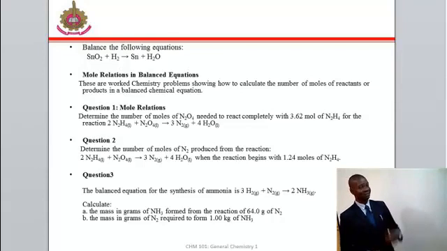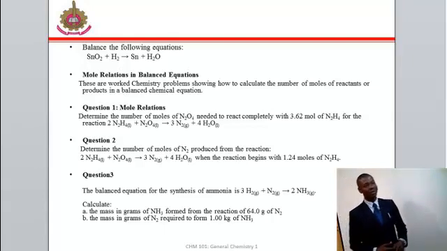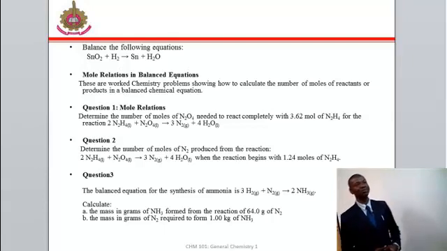So from the reaction, first of all we make sure that our equation is balanced. Then after the equation is balanced, we can go ahead. From the balanced equation, we can see that 2 moles of N2H4 is proportional to 1 mole of N2O4. Therefore, the conversion factor is 1 mole of N2O4 over 2 moles of N2H4. So moles of N2O4 will be 3.62 moles of N2H4 times 1 mole of N2O4 over 2 moles of N2H4, and moles of N2O4 will be equal to 1.81 moles.